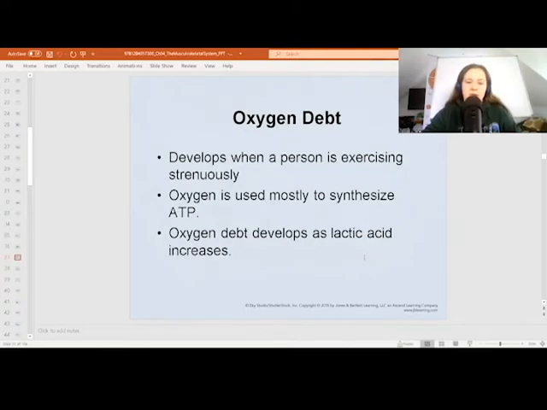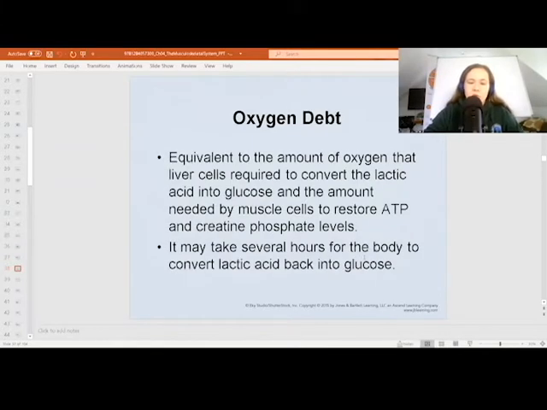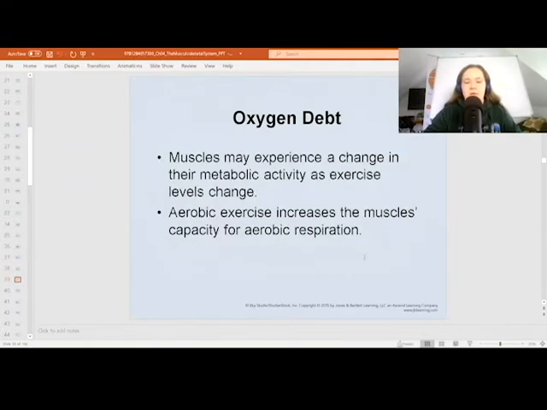Oxygen debt develops when a person is exercising strenuously. Oxygen is used mostly to synthesize ATP, and oxygen debt develops as lactic acid increases. It is equivalent to the amount of oxygen that liver cells require to convert the lactic acid into glucose and the amount needed by muscle cells to restore ATP and creatine phosphate levels. It may take several hours for the body to convert lactic acid back into glucose.